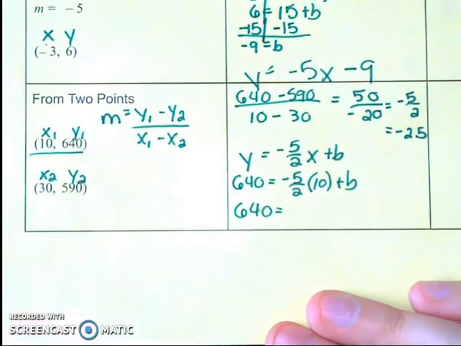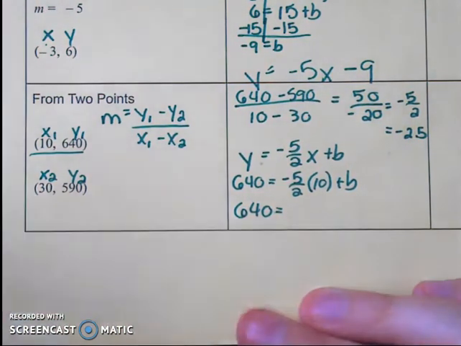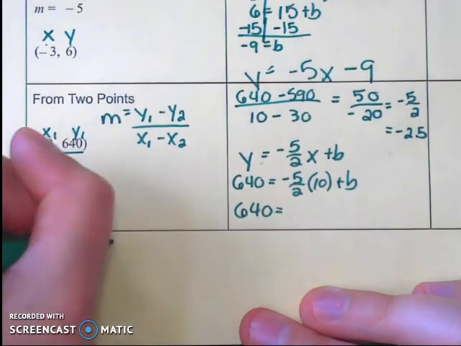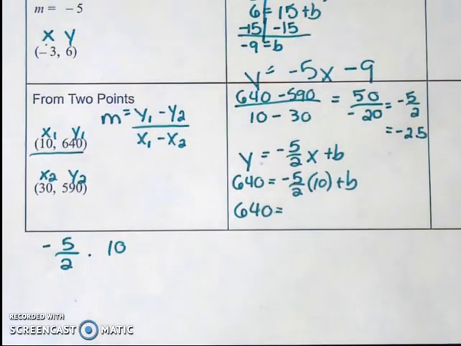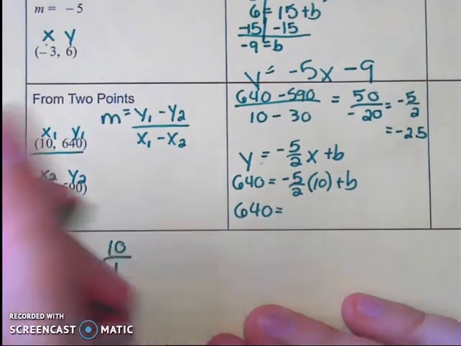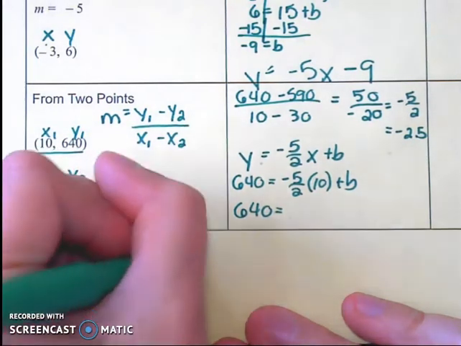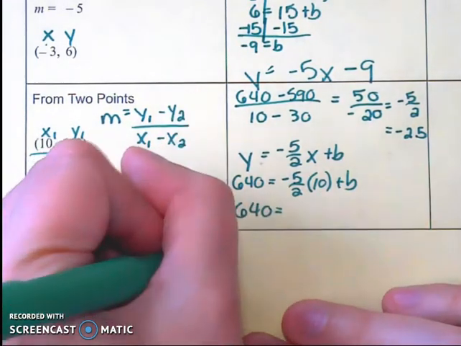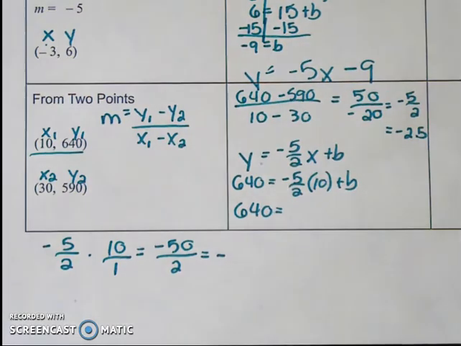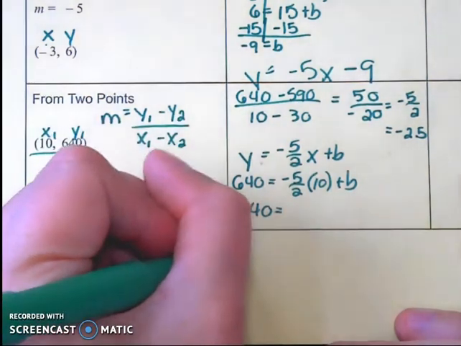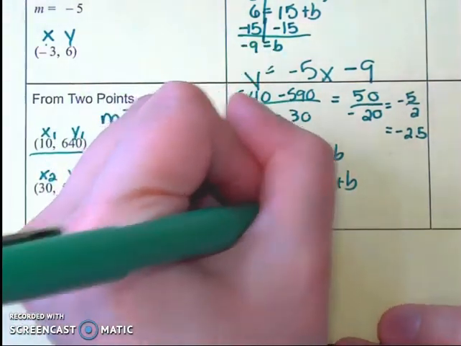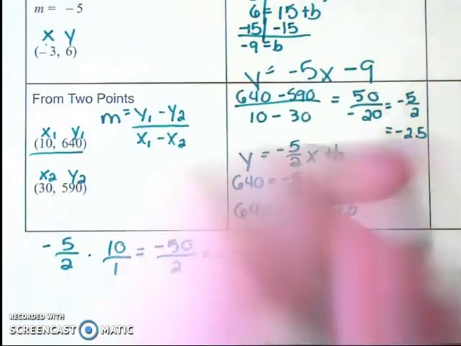Negative 5 over 2 times 10 plus b. Well, let's jump down here. Negative 5 over 2 times 10. How do I multiply fractions? Well, I've got to turn 10 into a fraction. Then negative 5 times 10 is negative 50, and 2 times 1 is 2. Negative 50 divided by 2 should give me a negative. Negative divided by a positive is a negative. 50 divided by 2 is 25. Oh, that's nice. So negative 25 plus b.